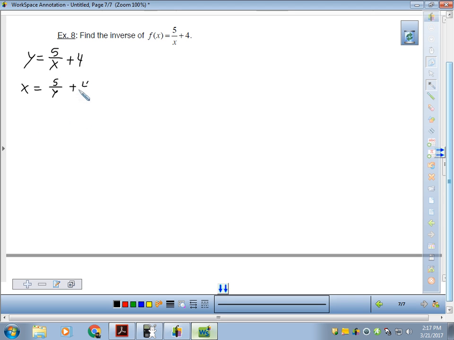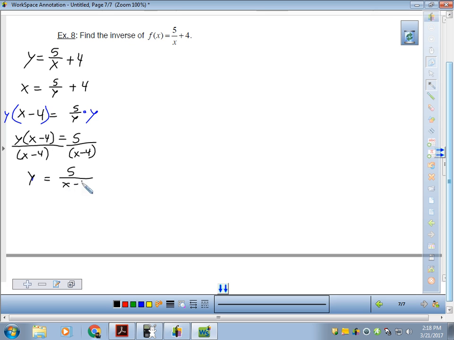Then we'll solve for y. So we'll take the 4 over. x minus 4 equals 5 over y. Then what I'm going to do is multiply both sides by y. So I'm going to multiply this side by y, and I'm also going to multiply this side by y. So what I end up with is y times x minus 4 equals 5. And then I can divide both sides by x minus 4. And so I get y equals 5 over x minus 4.